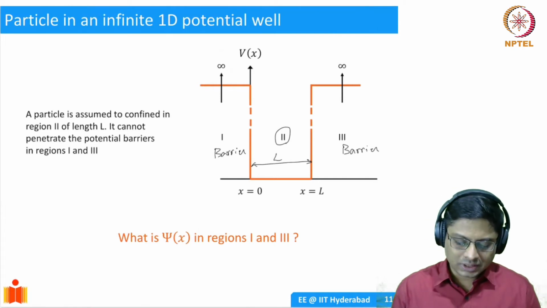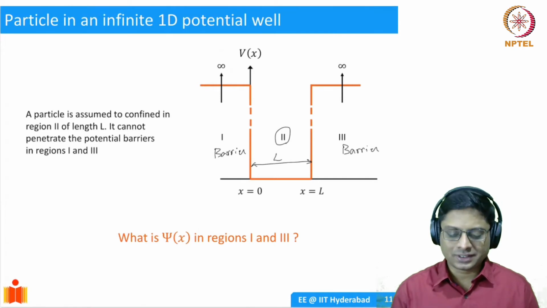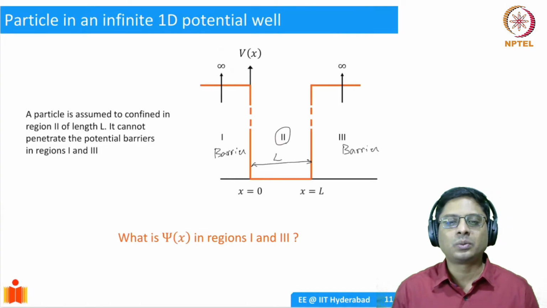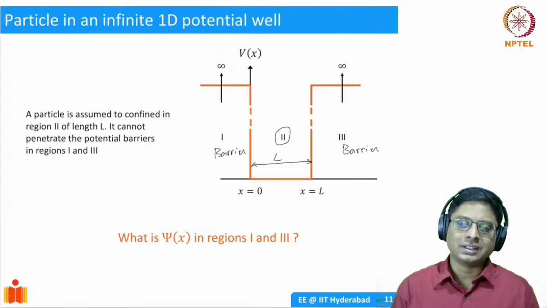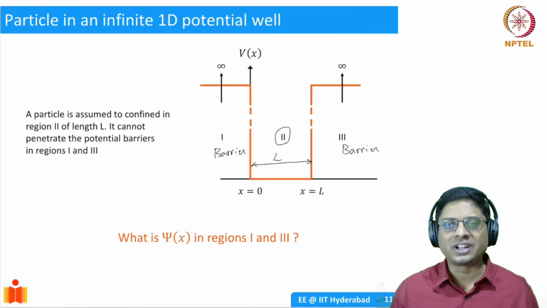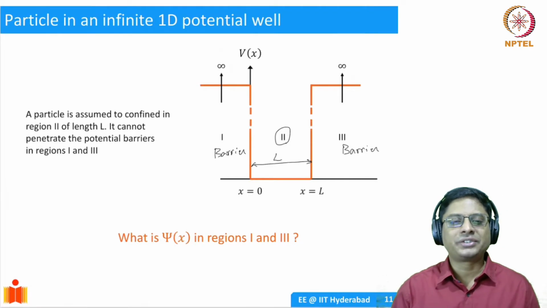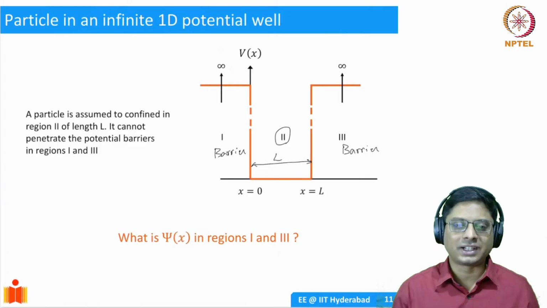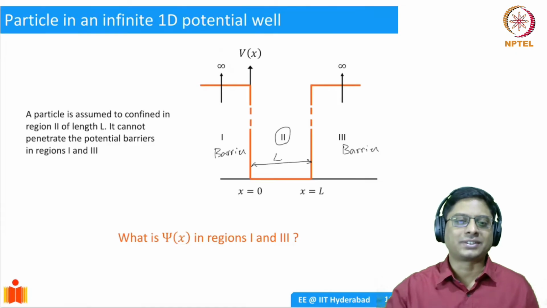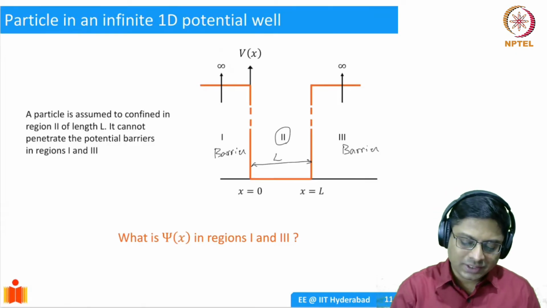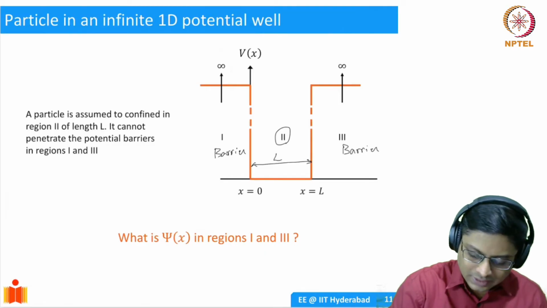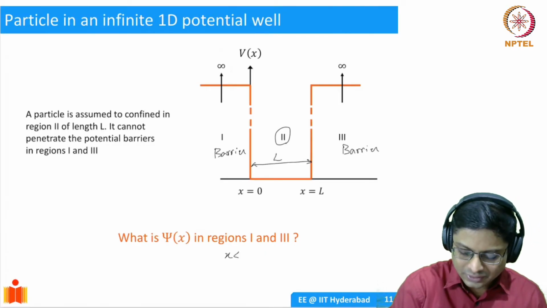So now, before we solve this, let us ask a simple question, which is, what is the wave function in regions 1 and 3? Okay. So psi of x, we said that basically the wave function is a function of x, right? So what is it in the regions x less than 0? Okay. Region 1 means x less than 0, and region 3 means x greater than L.